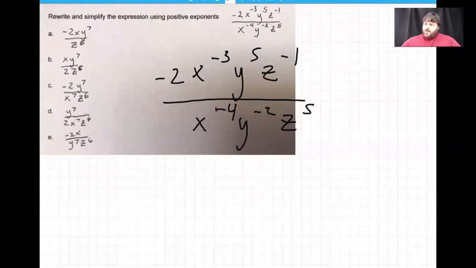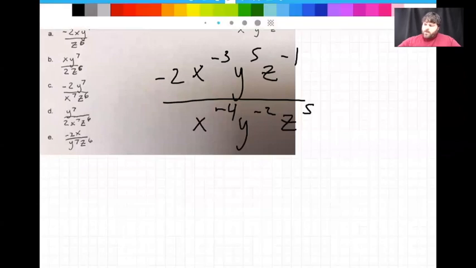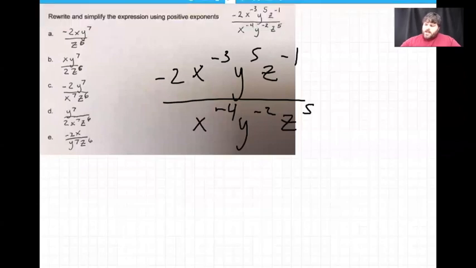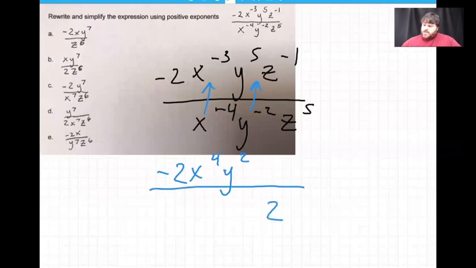All right, so I'm going to move everything that's negative. I'm going to move it around here. I'm going to take this x and I'm going to move it up. So I get -2x to the 4th, right? I moved that up there. I'm going to take this y to the -2nd. I'm going to move it up, y to the 2nd. z to the 5th is going to stay on the bottom. This x I'm going to move down as x to the 3rd. This y is going to stay up top.